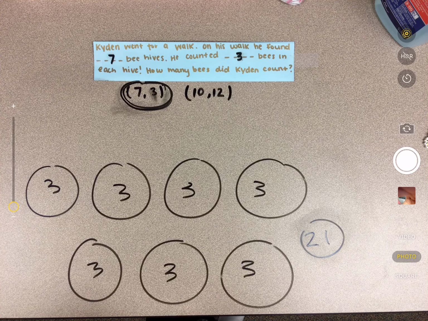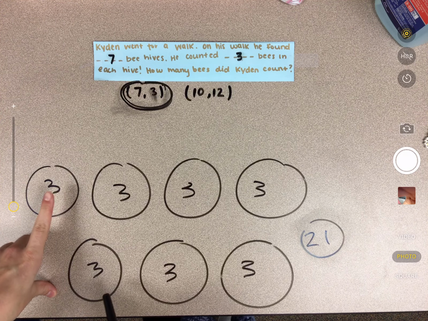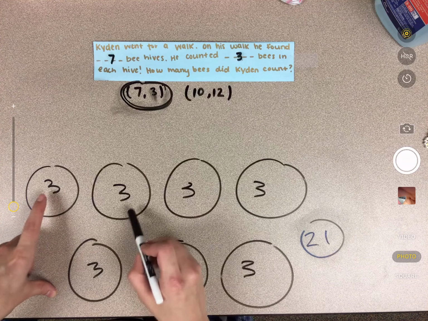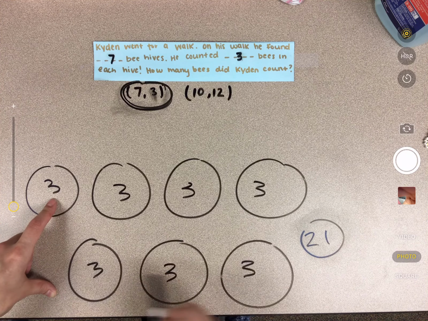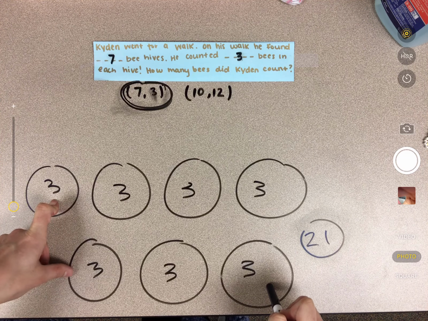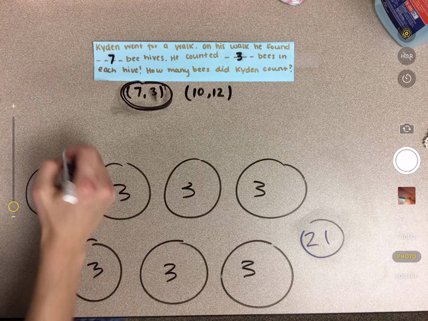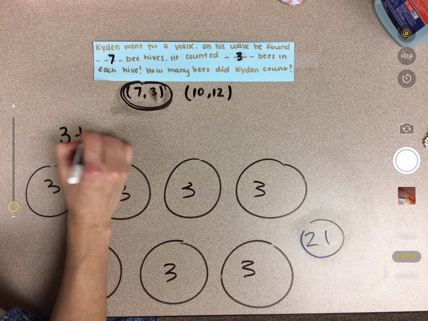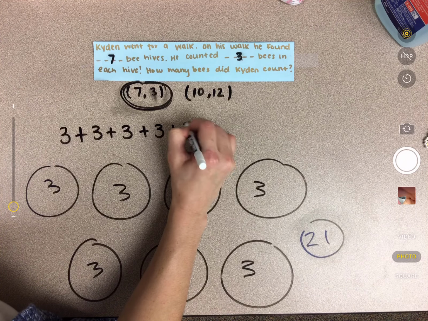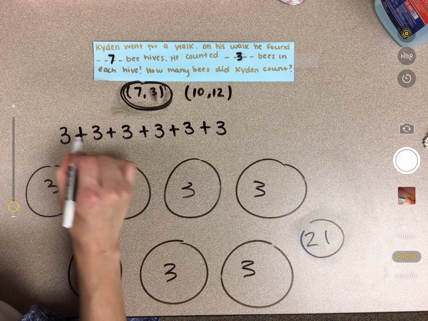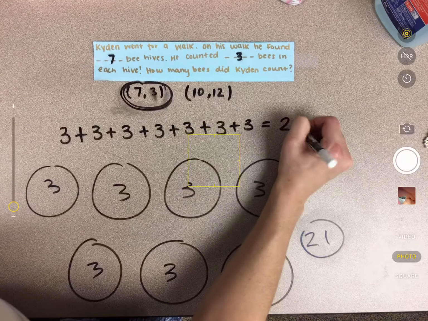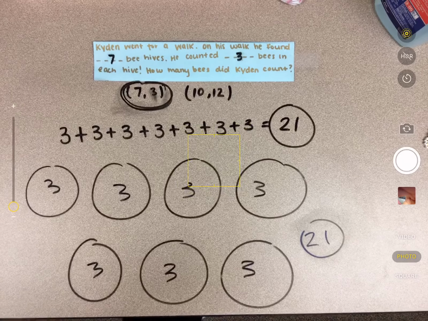Also, if you think about it, you were kind of adding 3 how many times? You were adding 3, 1, 2, 3, 4, 5, 6, 7 times. So you had 7 groups of 3. So another way that you could look at this is you could do 3 plus 3, plus 3, plus 3, plus 3, plus 3, and that's 1, 2, 3, 4, 5, 6, and you need one more, plus 3. And we know that that equals 21, and we would circle 21.